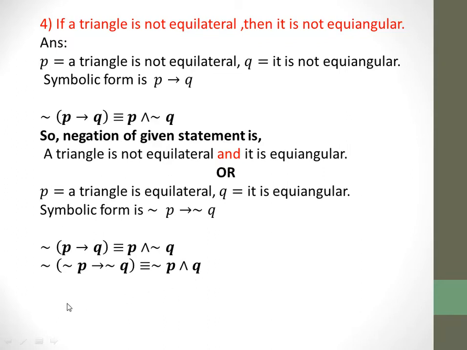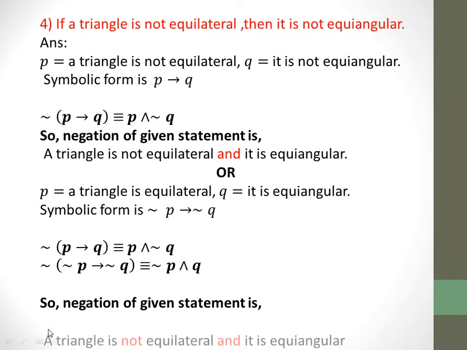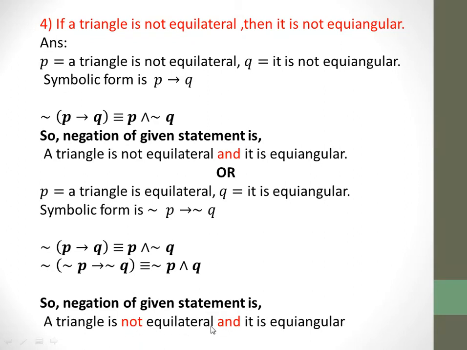So how will you write the statement? See the negation of the given statement as per this rule. Negation P: what is P? A triangle is equilateral, so the negation of P is a triangle is not equilateral, and Q we write as it is, so it is equiangular. So by both ways the answer is the same; the negation of the given statement is the same. One can choose P and Q like this also, so no problem with that. We will get the same answer by both methods. Okay, so see this carefully.